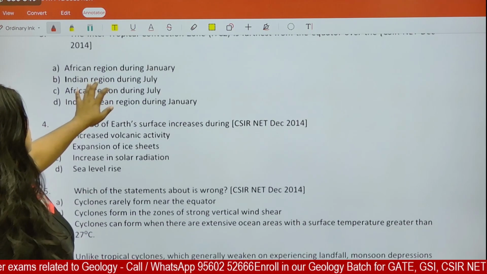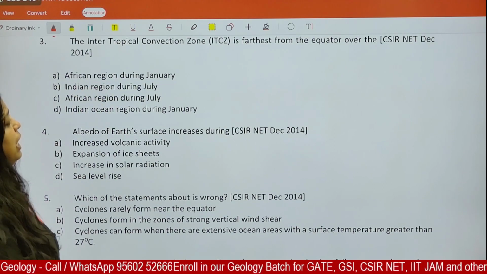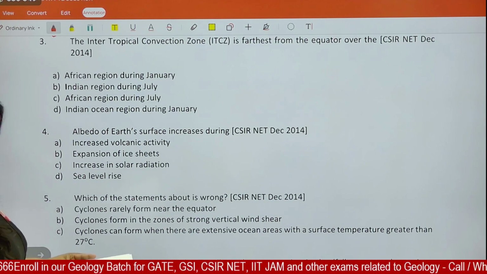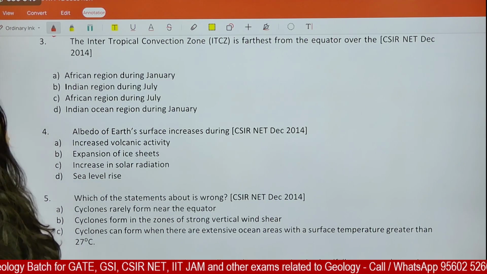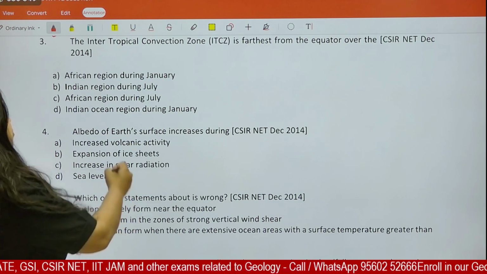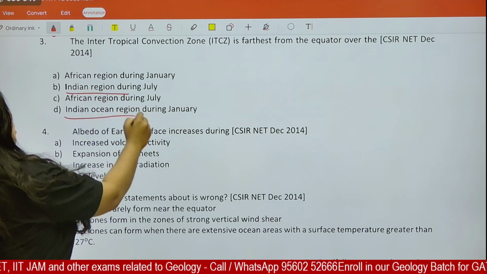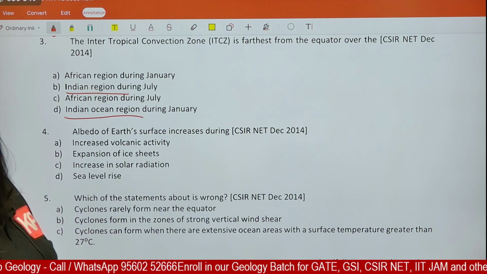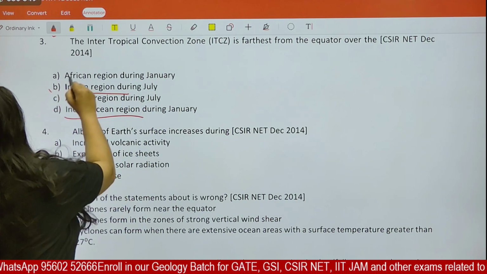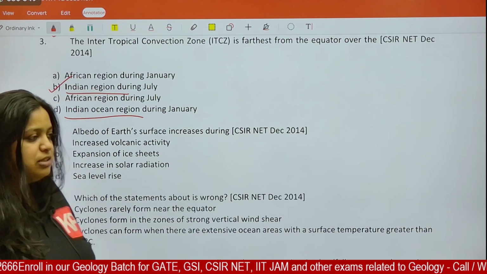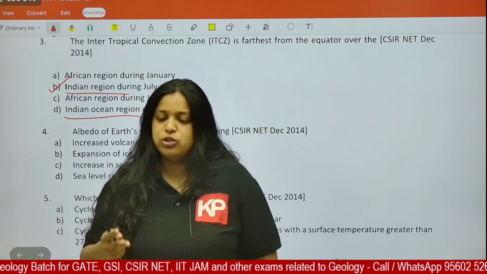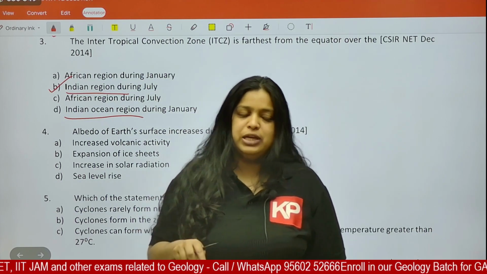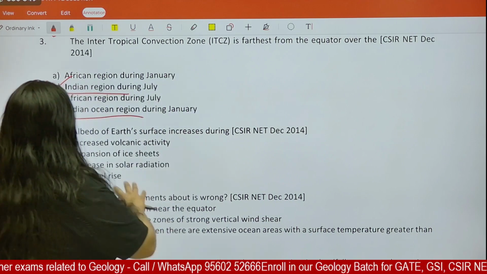Now, the intertropical convergence zone, ITCZ, is furthest from the equator over which region? This is again very important. We know it is over the Indian region during July, and over the Indian Ocean region during January. This is what you need to understand. The answer will be B, Indian region during July. This again is related to both ocean science and atmospheric science. So this circulation part is also very important.